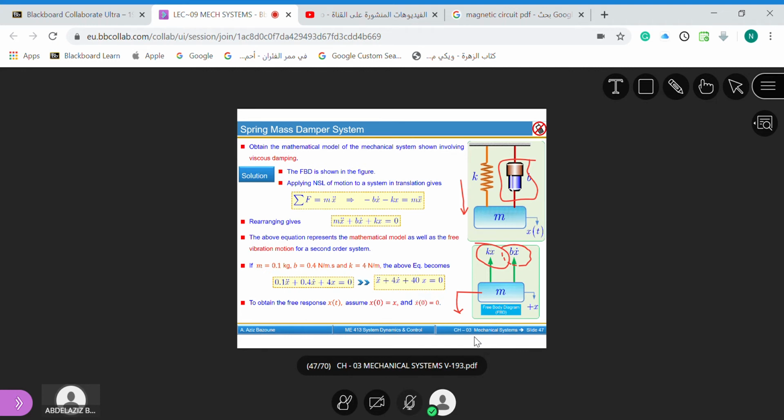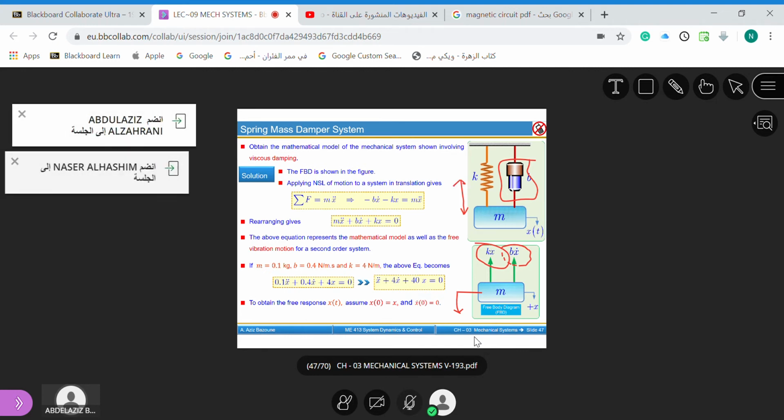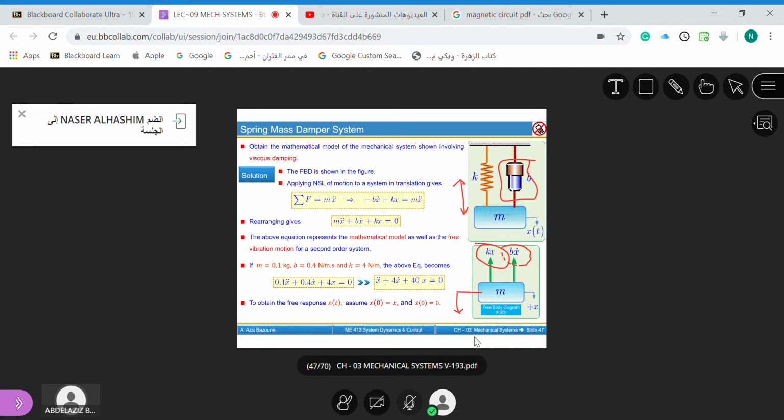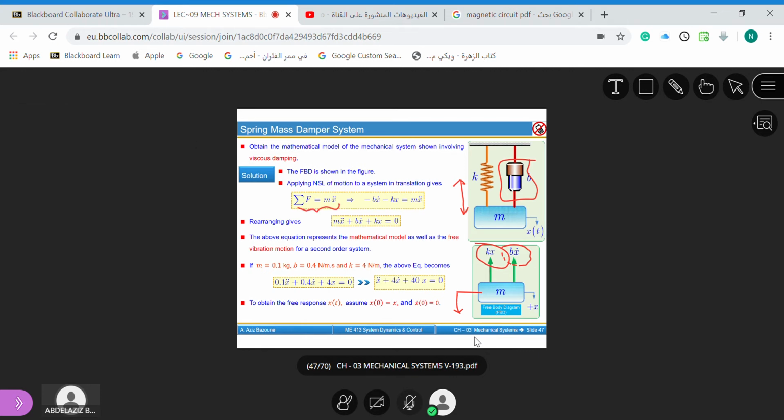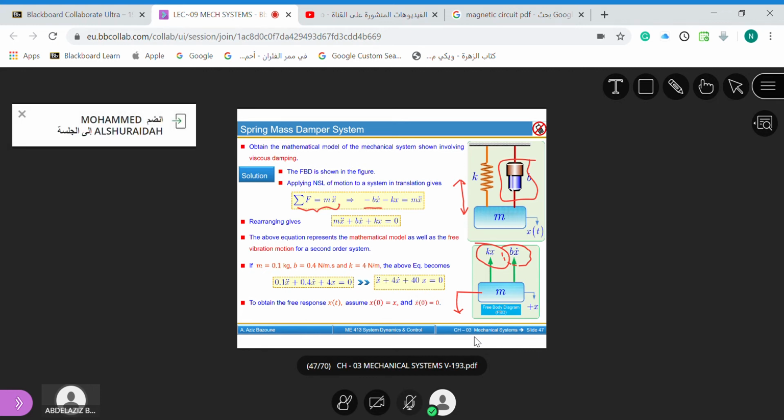The motion is up and down about the equilibrium position. If we write Newton's second law for a system in translation, we write it this way: sigma force is equal to mass times acceleration. We investigate all the forces acting on the system. We will find we have the two forces, minus bx dot minus kx is equal to m x double dot.